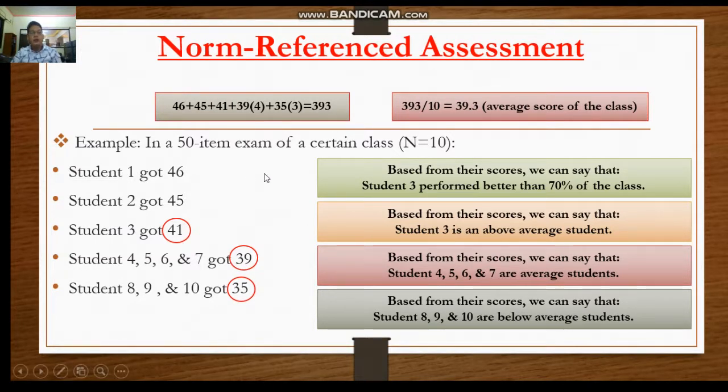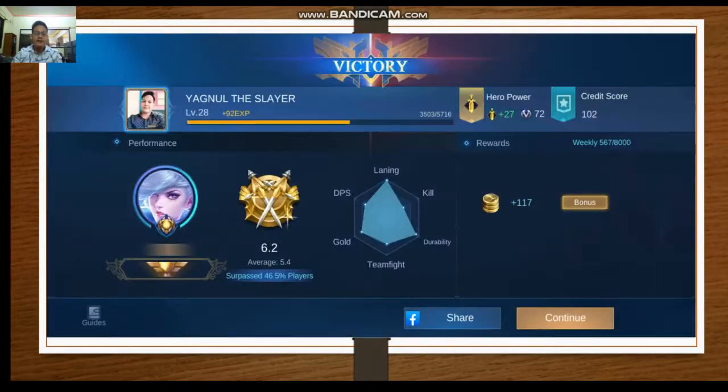So, again, in norm reference assessment, we compare the skills, the knowledge, or the performance of a certain student to a norm group. The norm group here is their classmates, or the class, the section. Okay? So what we compare, let's say for example, is the performance of one student versus the performance of their classmates. Okay, got it? Another example, and I hope you can relate to this one.